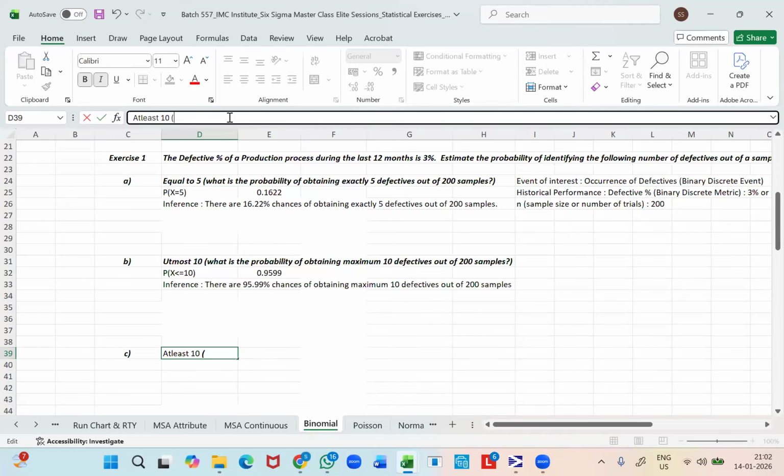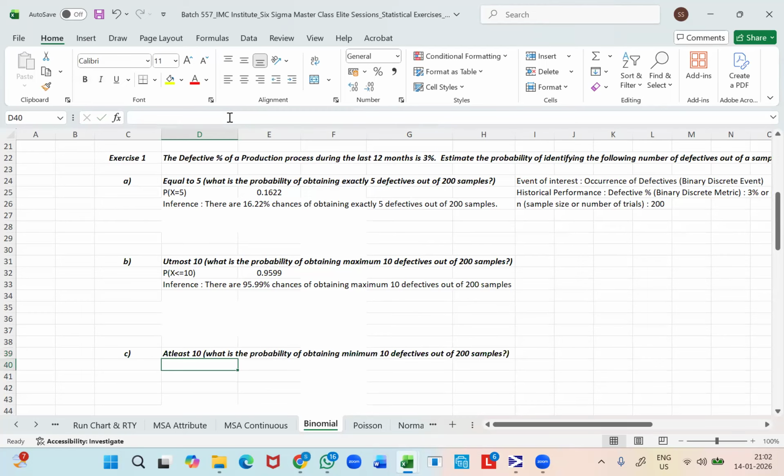So how should we interpret this? What is the probability of obtaining minimum 10 defectives out of 200 samples? So this is the question asked, right? Now, in terms of notation, at least 10, how will you write the probability notation?